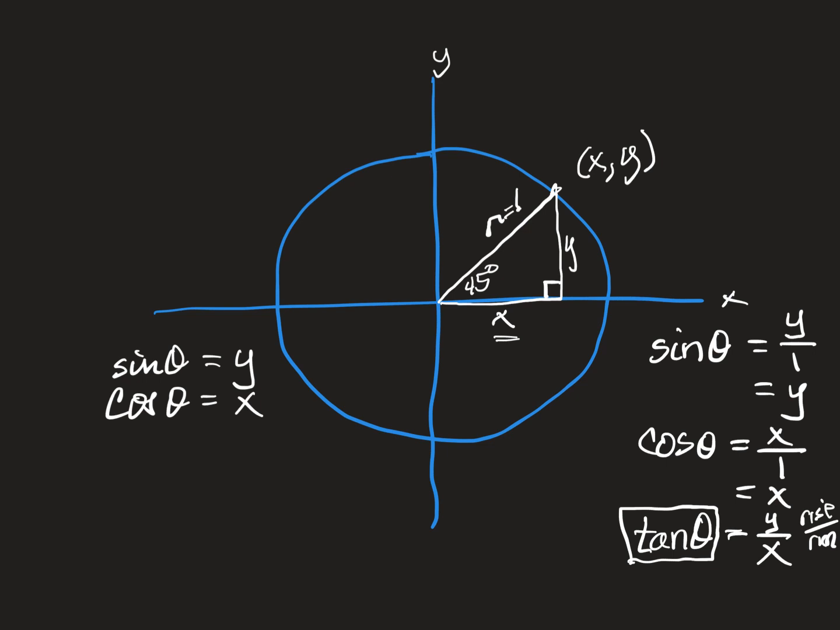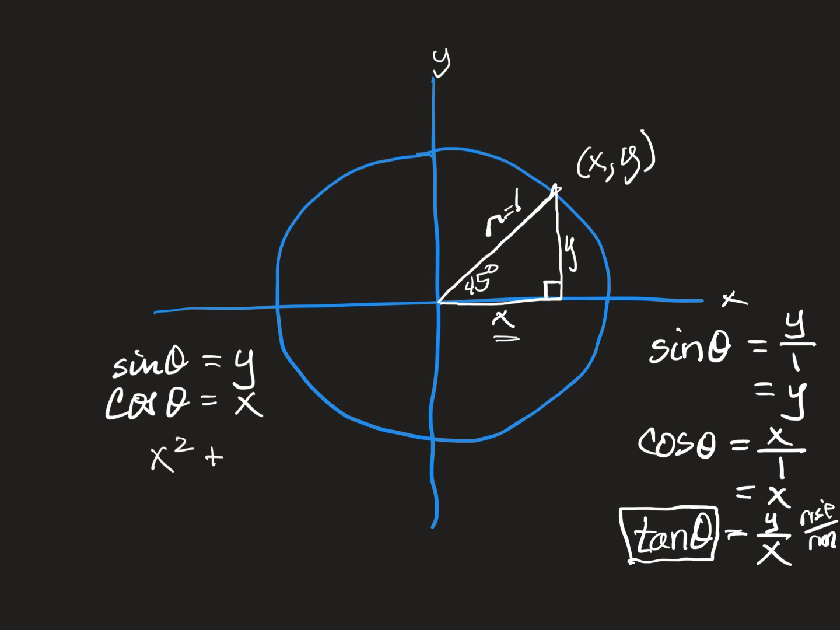Well, if that's 45, this angle up here is 45 because it's a right triangle, and therefore x and y are actually equal to each other, right? Because it's isosceles. But beyond that, because the radius is 1, and I know the hypotenuse is the square root of 2 times the x or the y value, or I could use the Pythagorean theorem. And so in this case, let me use the Pythagorean theorem.